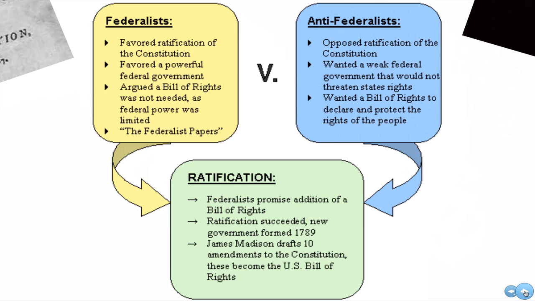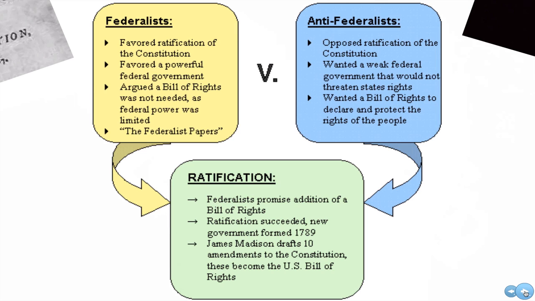But in order to push through ratification in all of the states, the Federalists eventually did agree to add a Bill of Rights. And so the Constitution was successfully ratified in 1788, and they needed to have 9 of the 13 colonies ratify it for it to take effect. And that's what happened, and then the new government was formed in 1789.